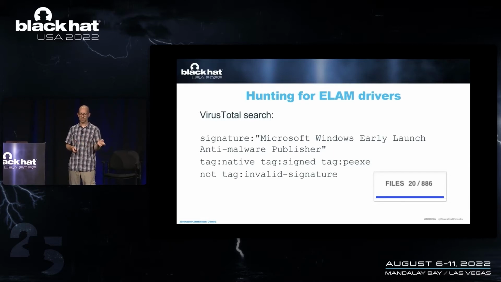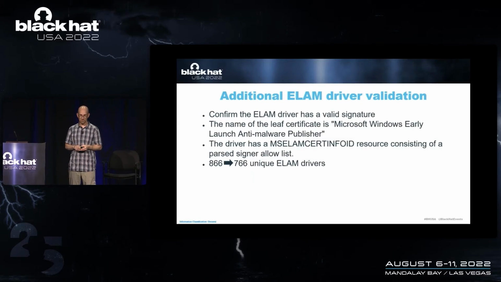Tag native searches just for device drivers. I'm looking for things that are signed and that are executables or just PE files, and then filter out anything that has an invalid signature. And this yielded 886 unique results.